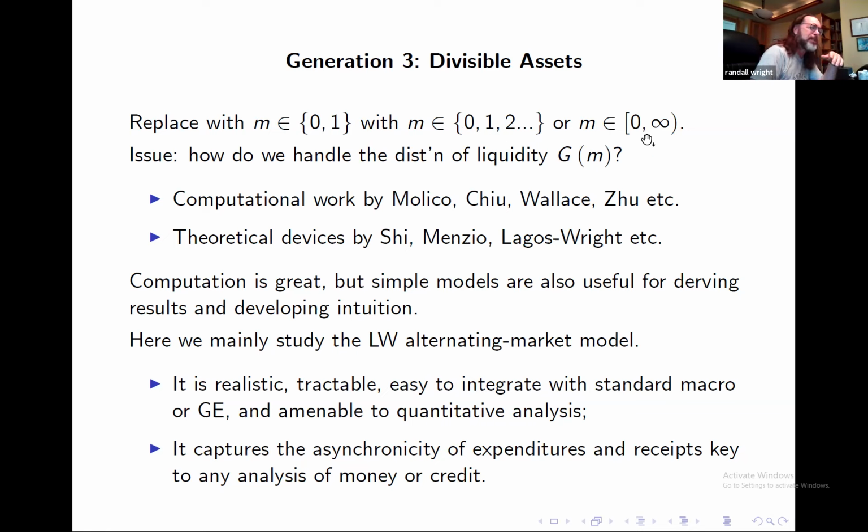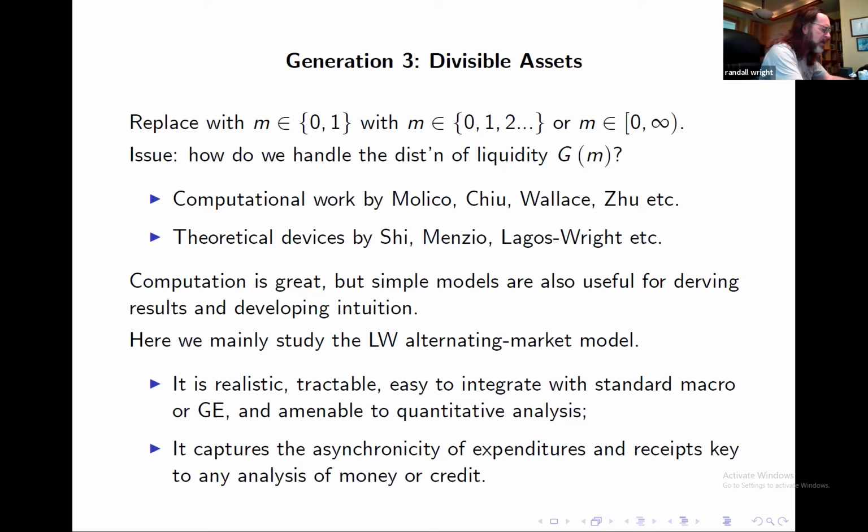Or you might go all the way to divisible money. In either of these cases, you could put an upper bound. The way some of these people proceed is to put an upper bound, but assume it's sufficiently big that it's typically not binding or binding with a low probability. In general, the hard part of this entire approach is how to handle the distribution of assets or liquidity across agents. And there's basically two approaches: computational work, which I'll just touch on today, and then some theoretical devices by various people. Now, computation is wonderful.